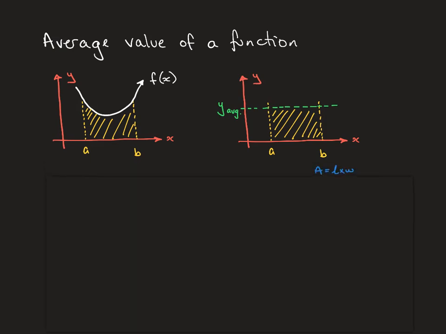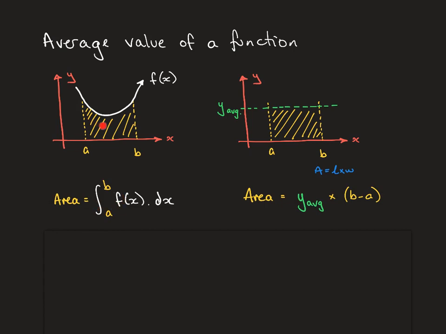The area under this graph here is a rectangle. So we know it's length by width. So it's going to be b minus a times this height here, which is your average value for your function, your y average. And this area here, we know we can find that area by integrating the function between a and b. So we have two formulas for the area. We have our integral area that does this one, and our rectangular area that does this.